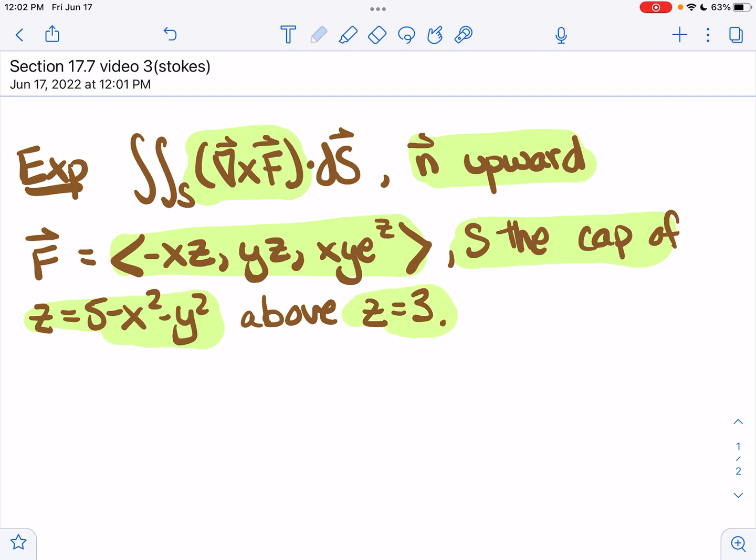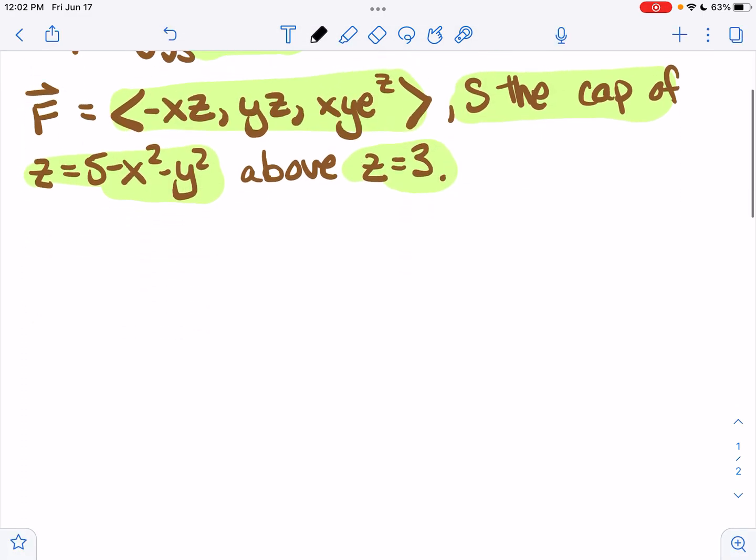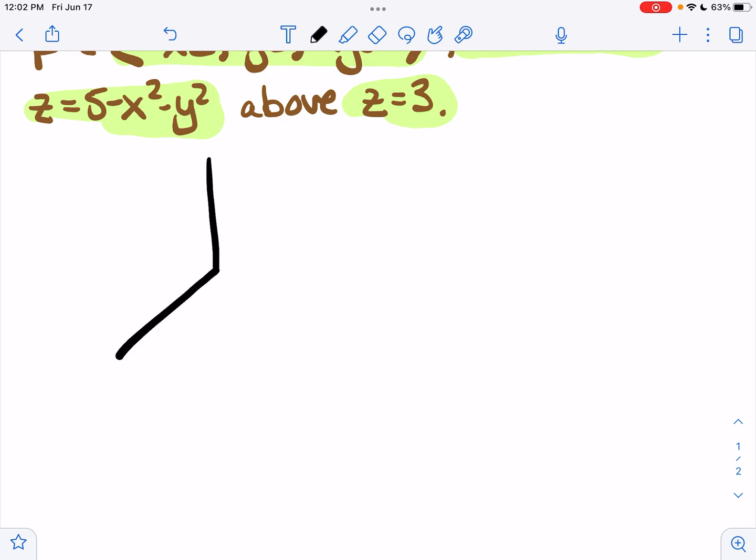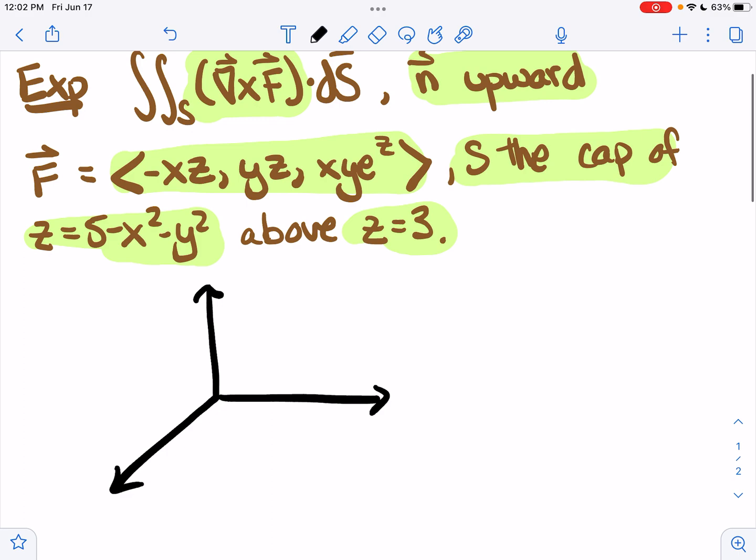So let's start by thinking about that surface itself. The surface z equals 5 minus x squared minus y squared. We've dealt with these a lot at this point. This is a paraboloid.